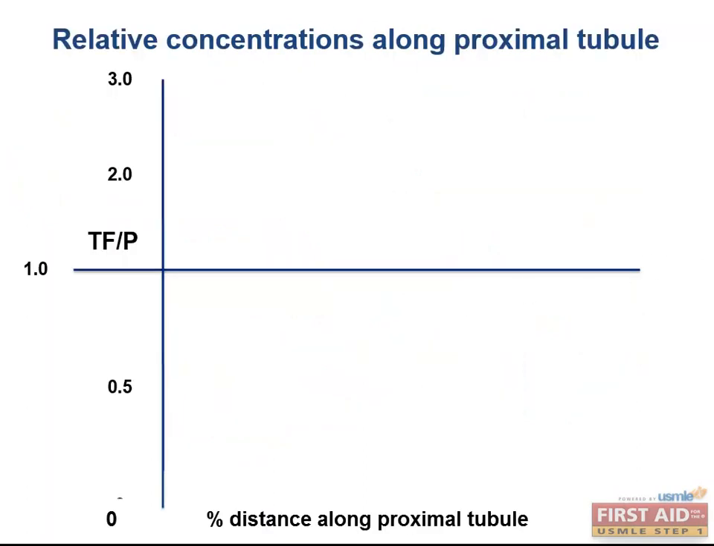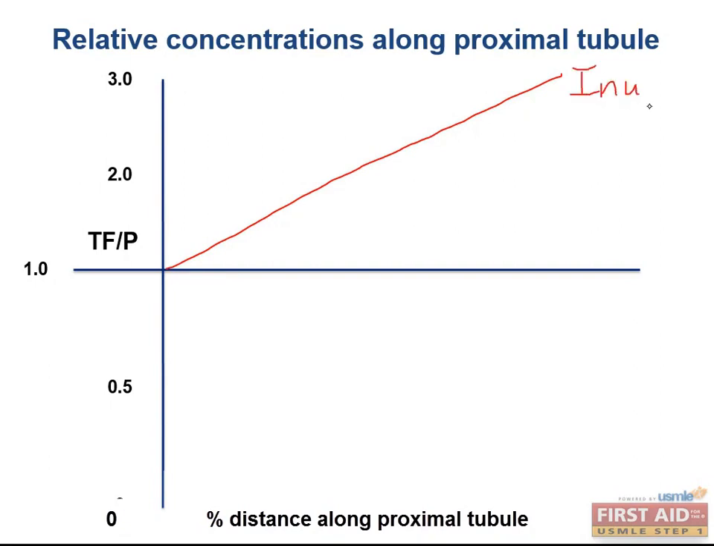Now let's move on to see how solute concentration changes along the proximal tubule. On this graph, the x-axis is the percent distance along the proximal tubule, and the y-axis is the ratio of tubular fluid concentration to plasma concentration. If we look at the concentration of inulin along the proximal tubule, it'll make a straight line from 1.0 to 3.0 as we go along the proximal tubule.